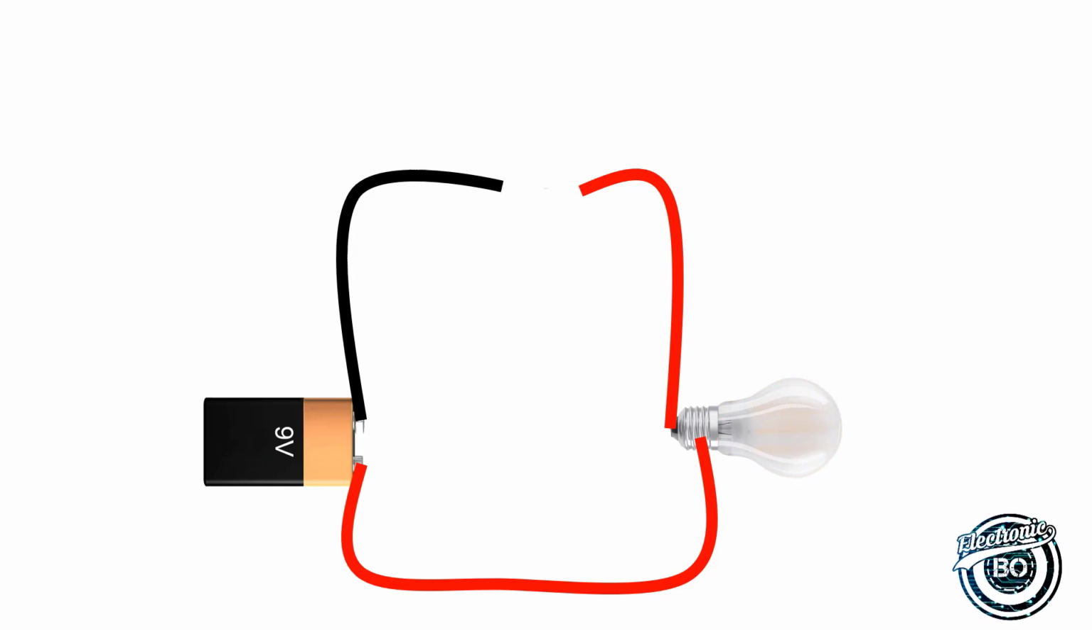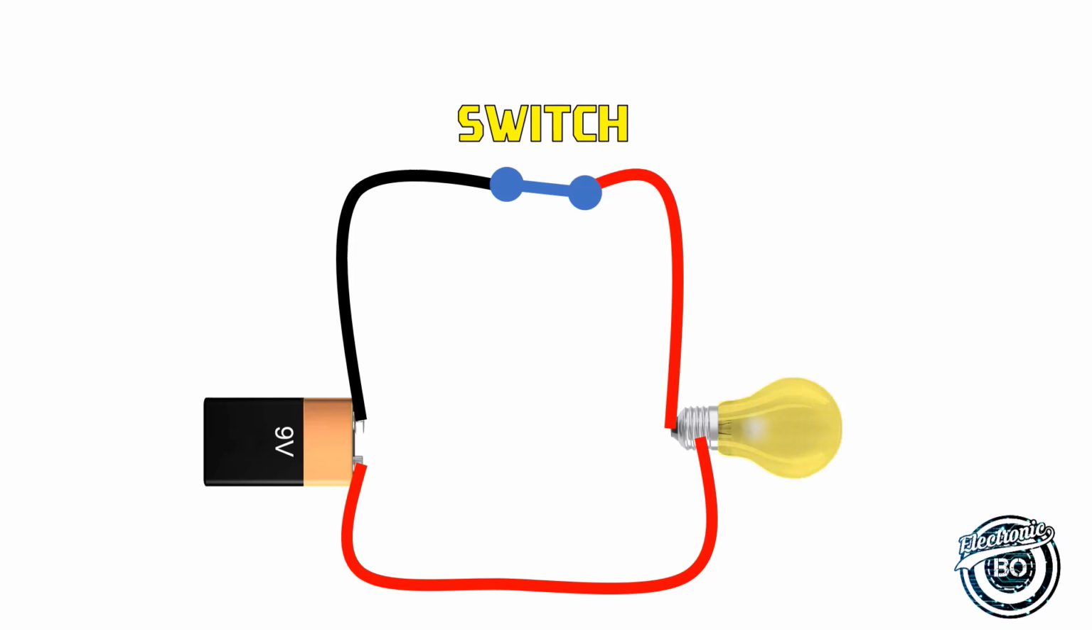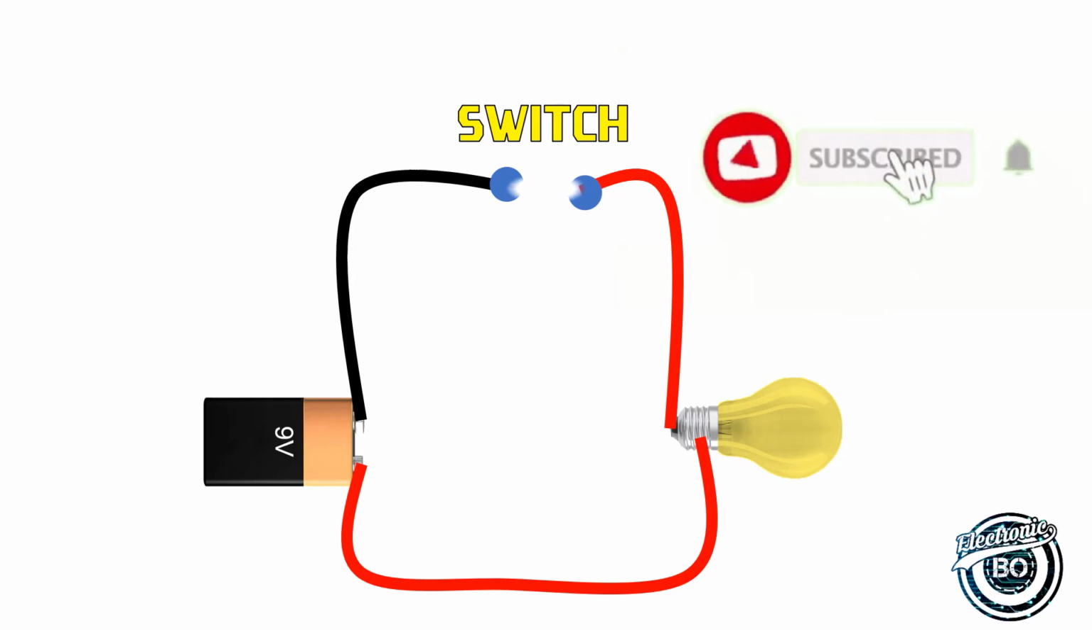And this is how electric switches work. The switch has two pieces of metal inside it. When the pieces of metal touch, you get a complete circuit, and the light turns on. When the pieces of metal are pulled apart, it becomes an open circuit and the light turns off.